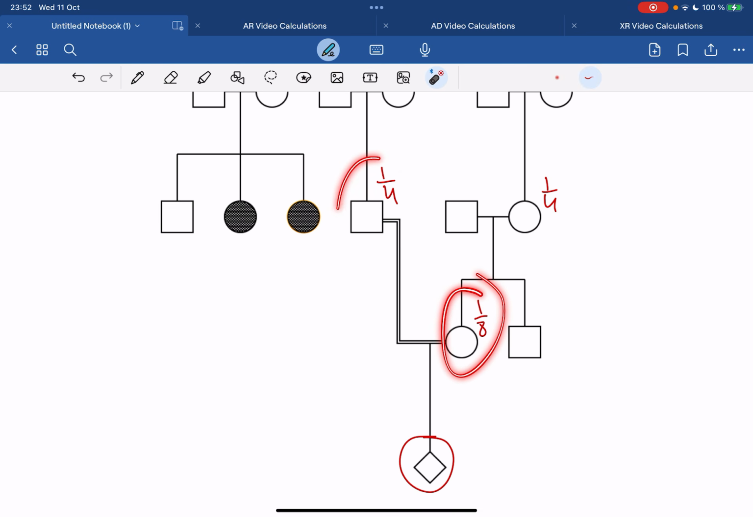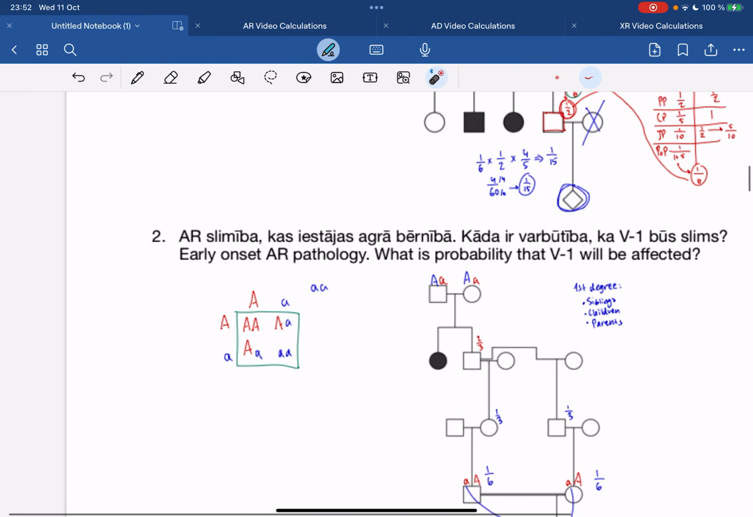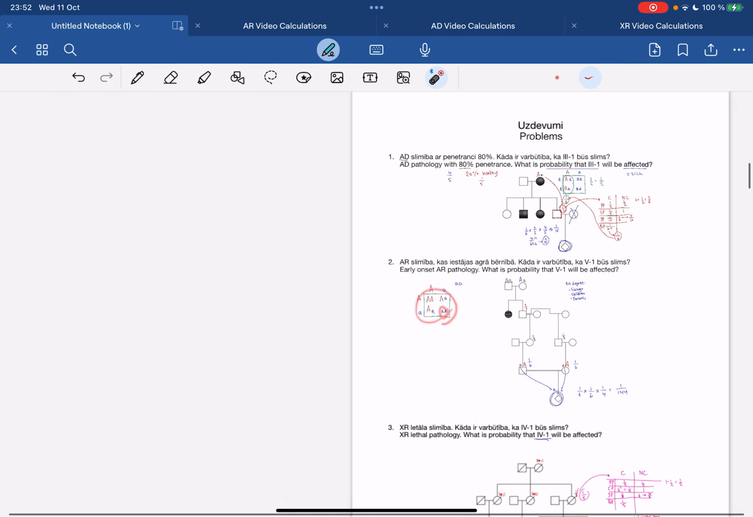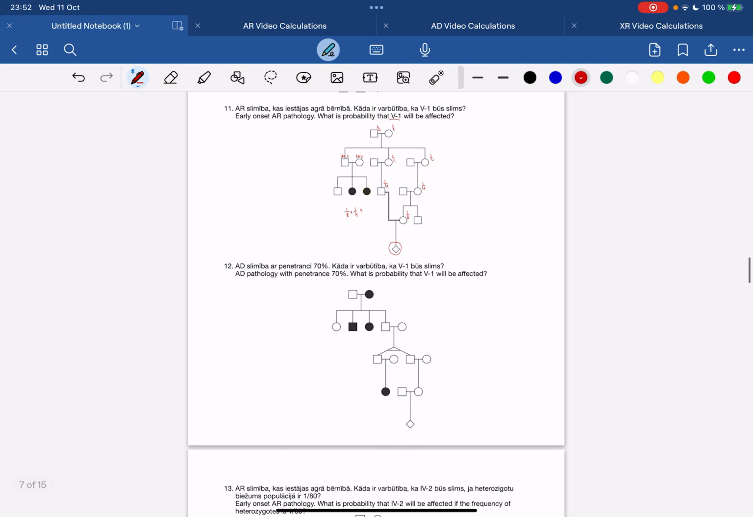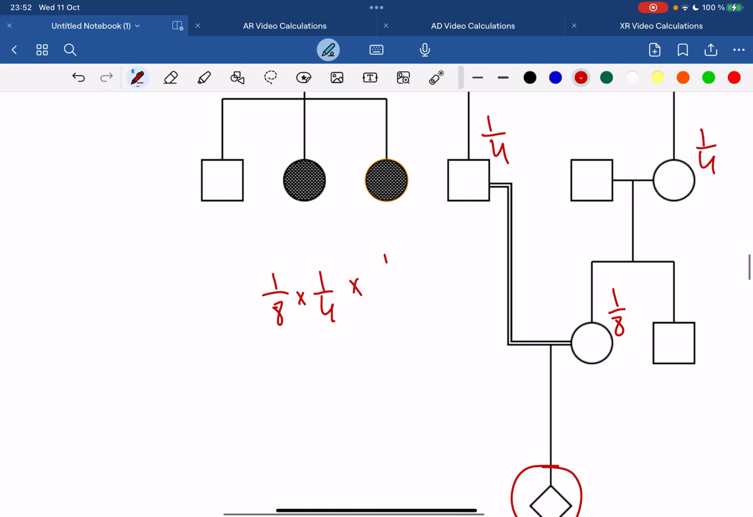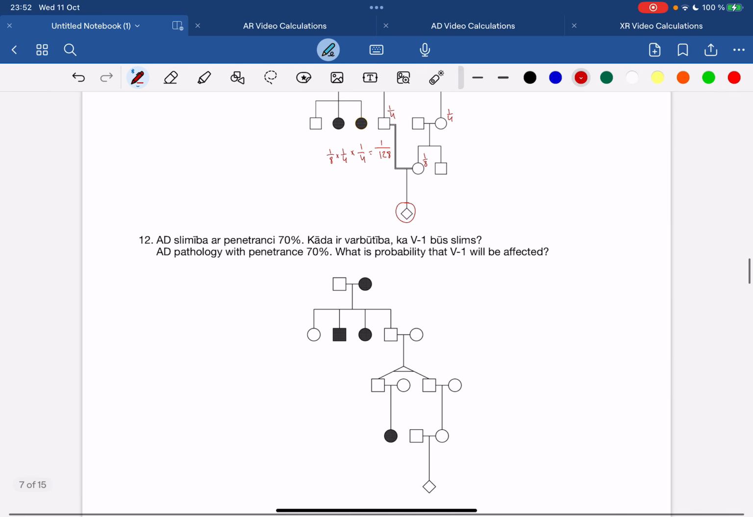So that's the mother, that's the father. Take the mother's probability times the father's probability times the chance for this child to be affected. And for autosomal recessive, it's always going to be 1 out of 4. So 1 out of 4, which is equal to 1 in 128. Okay.